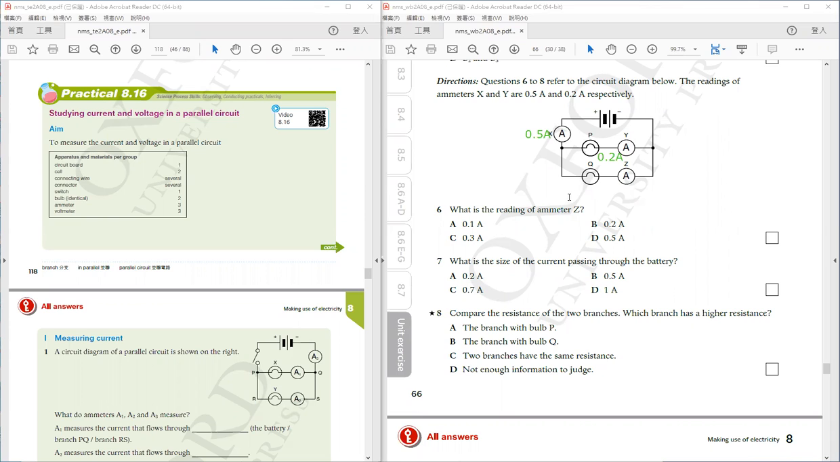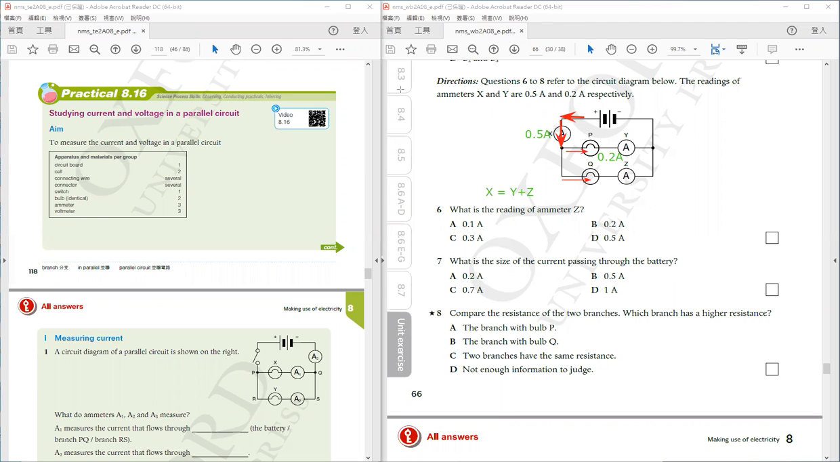Okay. What's the reading of ammeter set? So in this case, X equals Y plus Z, because X is the main branch, branching into two smaller branches, that is branch Y and branch Z.